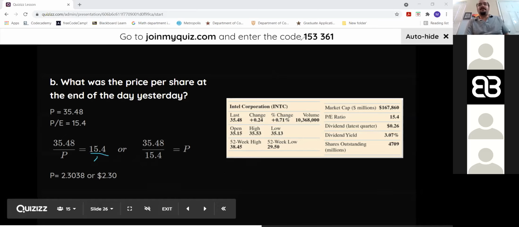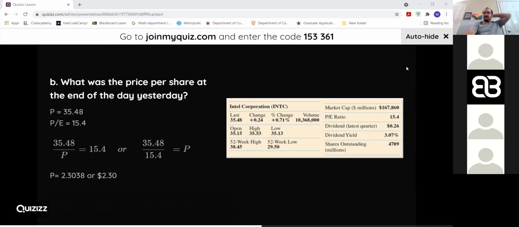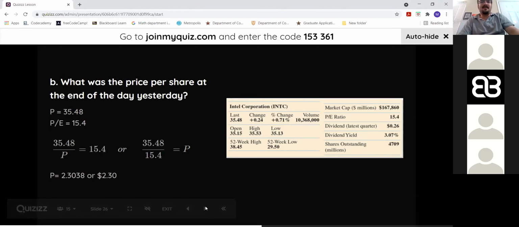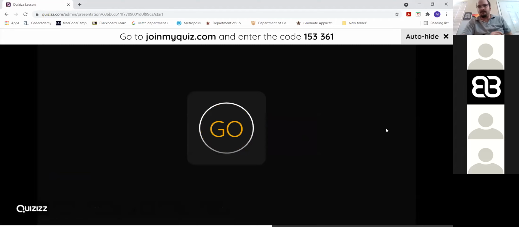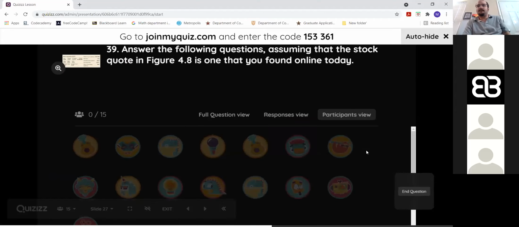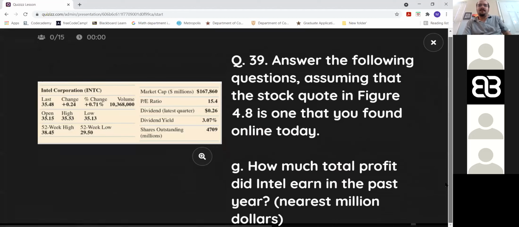There's a few ways you can do it, but this is basically 35.48 divided by 15.4, which will give you $2.30. So if we make $2.30 per share, the next question I think is going to ask how much did they earn throughout the year? How much total profit did Intel earn in the past year? So we want to bring up the fact that we made 230.